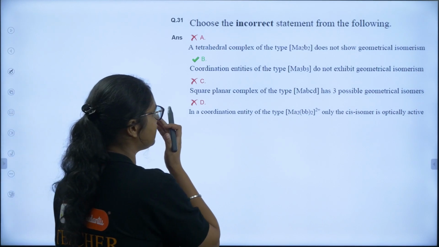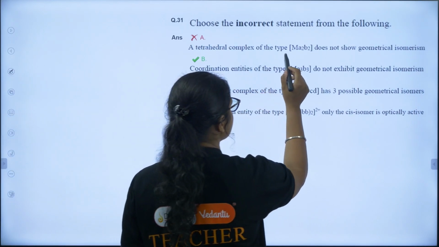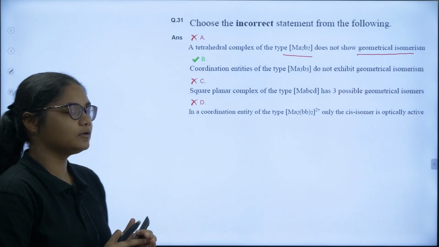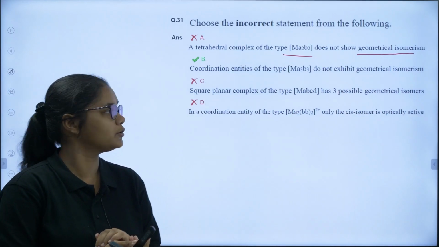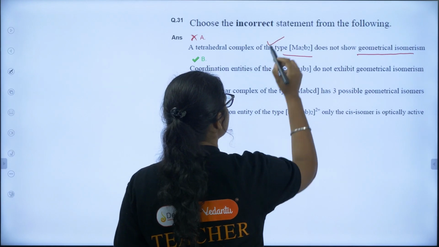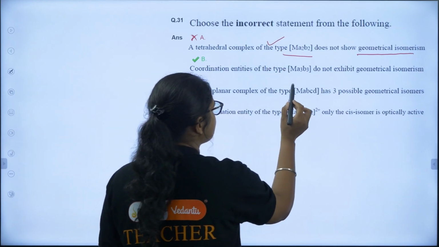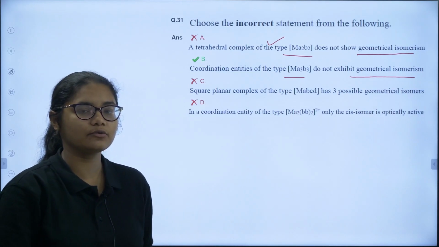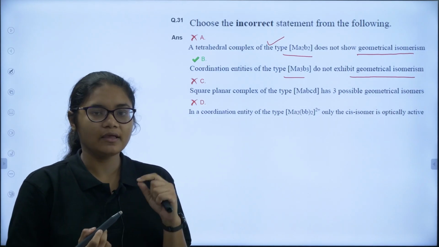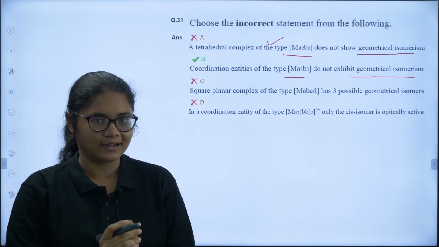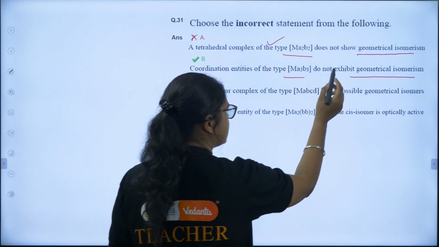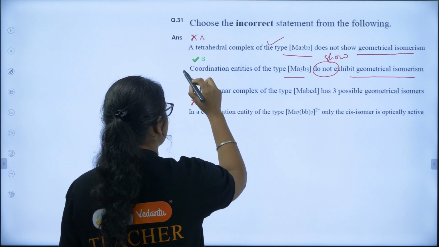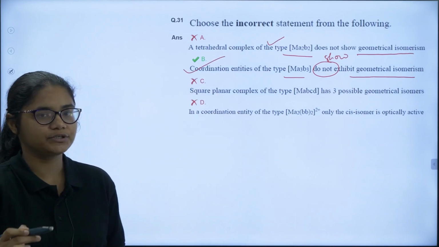Choose the incorrect statement from the following. Tetrahedral complex of Ma2B2 does not show geometrical isomerism. So any tetrahedral complex does not show geometrical isomerism, so this statement is correct. Now, coordination entities of the type Ma3B3 do not exhibit geometrical isomerism. Here, in the type Ma3B3, we have fac and mer types of geometrical isomerism. So this statement is incorrect because they exhibit geometrical isomerism. So the correct answer for this question will be option number B.